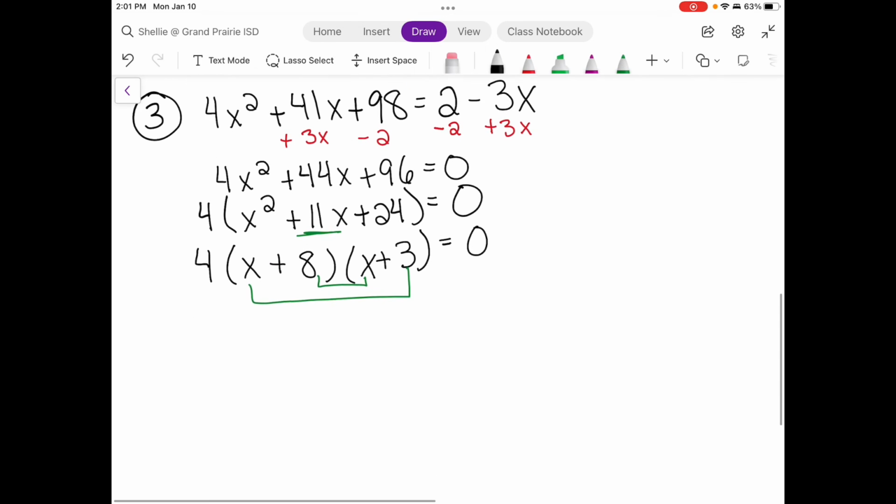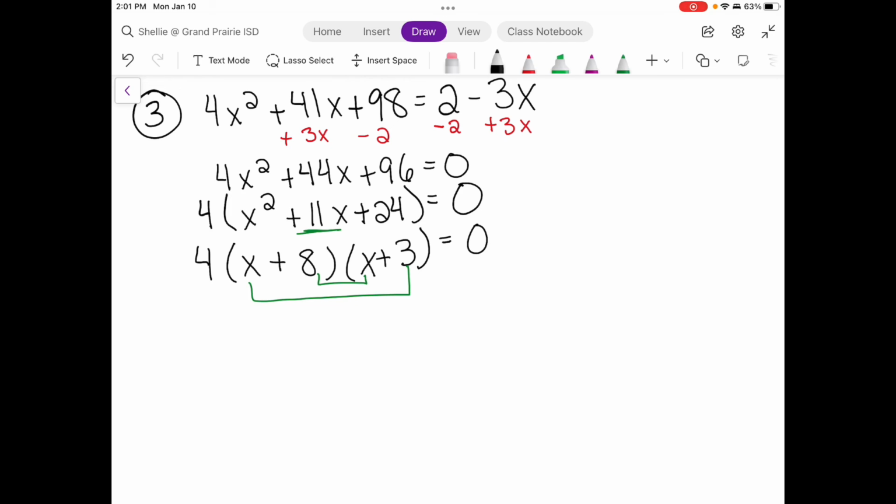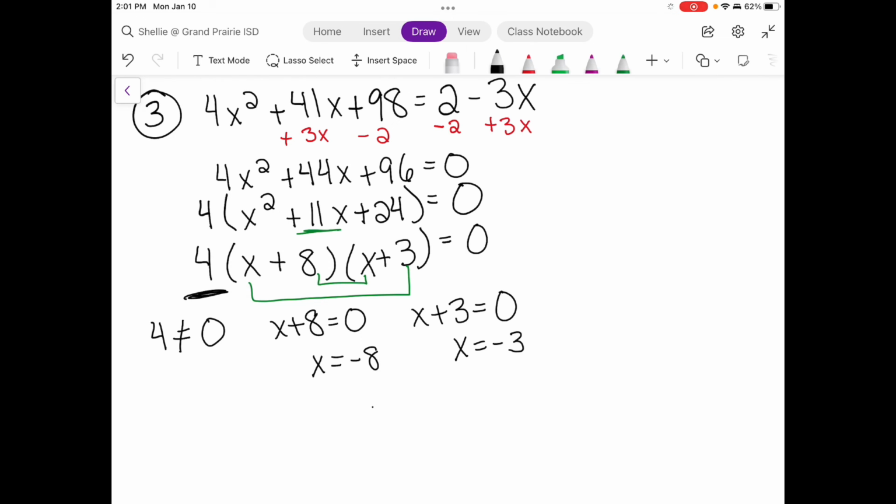So now I'm ready to set each factor equal to 0. Well, my first factor is actually 4. So either 4 equals 0, x plus 8 equals 0, or x plus 3 equals 0. Well, we know that 4 does not equal 0, so that's not going to give me a solution. However, these other two will. Either x is -8 or x is -3. And I'll go ahead and list my solutions as a set, and that's it.